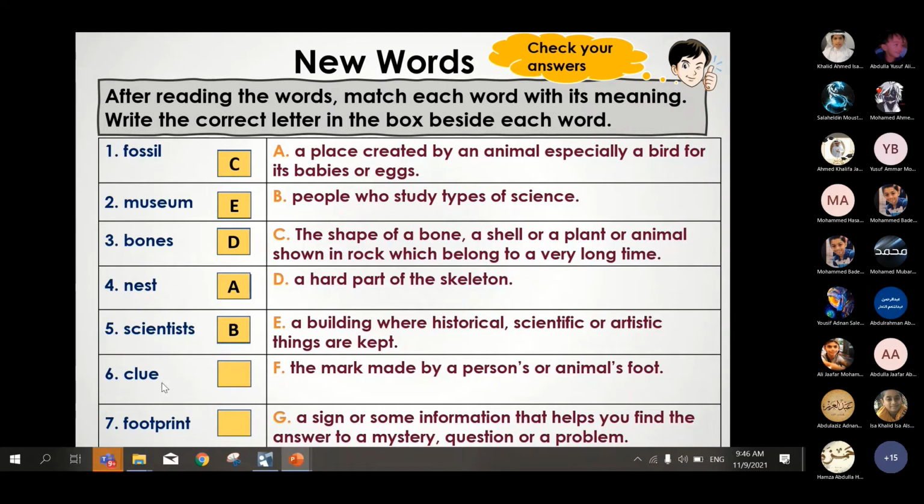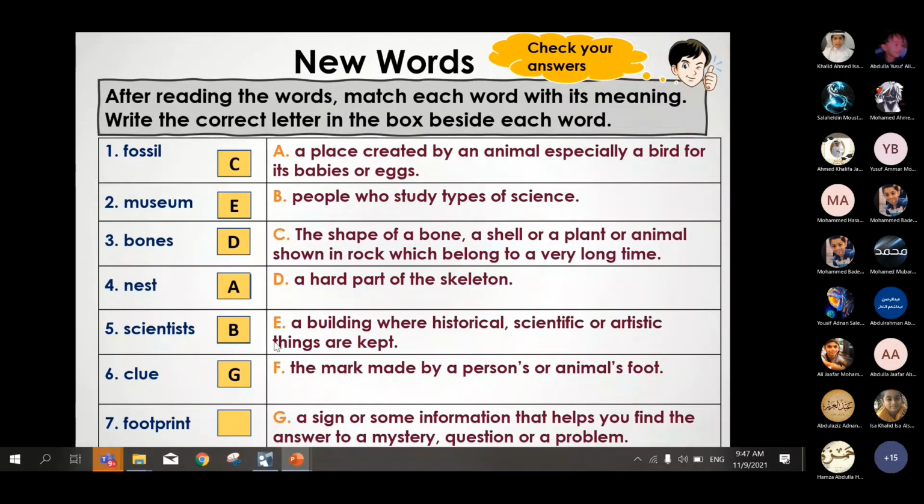Osama, what about clue? What is the meaning of clue? The clue. G. Yeah, good, Osama. Clue is a sign or some information that helps you find the answer to a mystery, question, or a problem. Osama, you can turn off your microphone. All of you, my students, you can participate to answer the last one. What is the meaning of footprint? That I can answer. Yeah, you can. Go on.